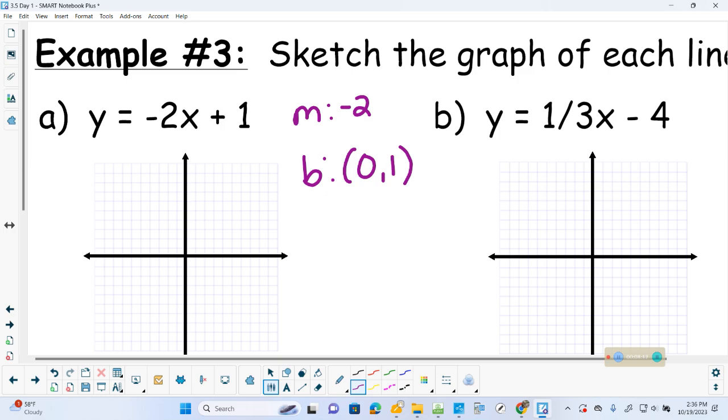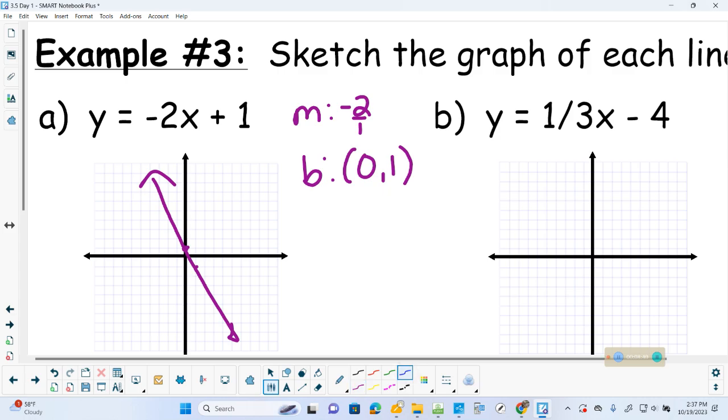Okay, we're going to plot 0, 1 first, of course. And from that point, you're going to count out your slope. Now, I'm going to get fancy and write my slope as a fraction, so I know my rise is -2, the run is 1. So down 2, right 1. Down 2, right 1. Now, no specific amount of points you got to put on the graph. I usually do 3 just to help my lack of drawing skills draw a straight line. Any questions on that guy?